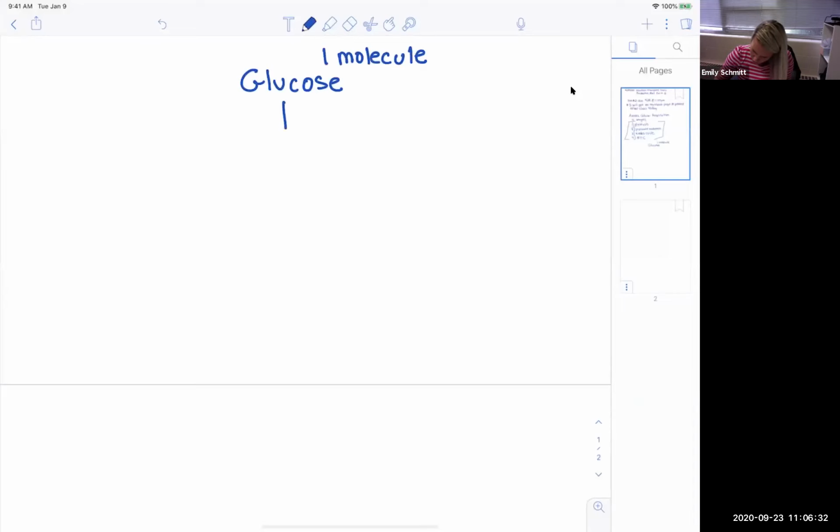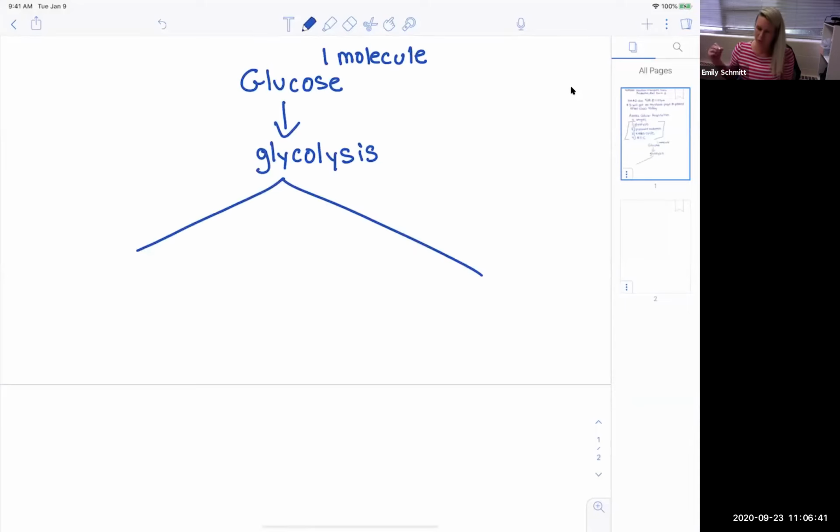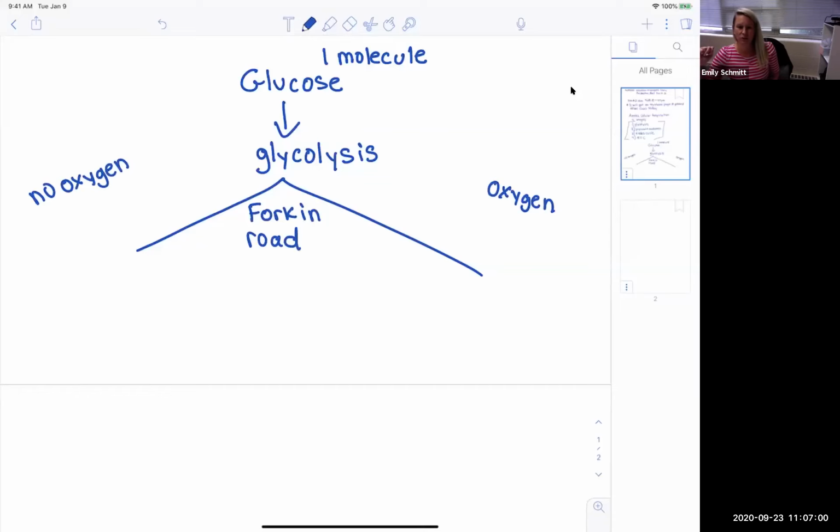So after glucose, we know we go to glycolysis. Here is where the fork in the road happens, okay? Do we have oxygen or do we have no oxygen? That's going to determine where we go after glycolysis.